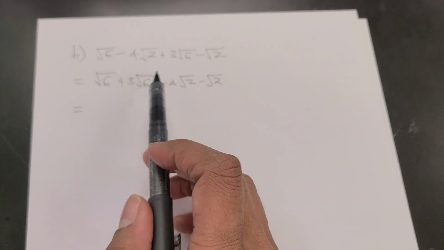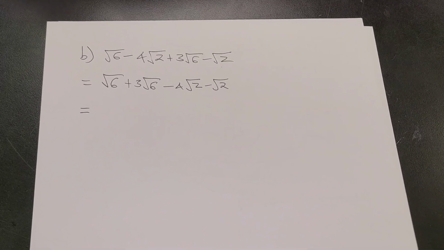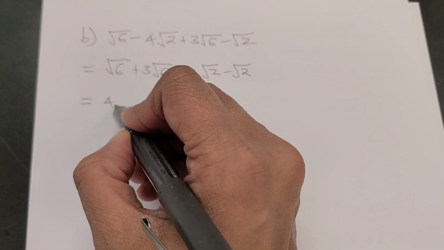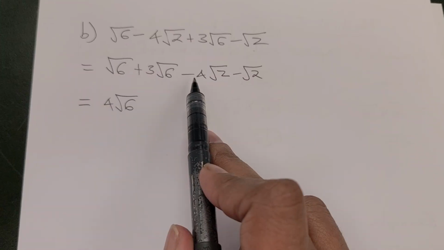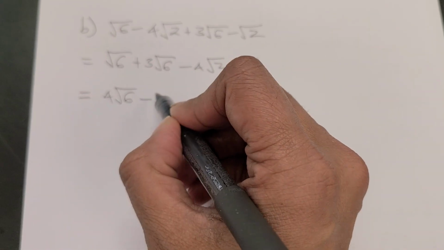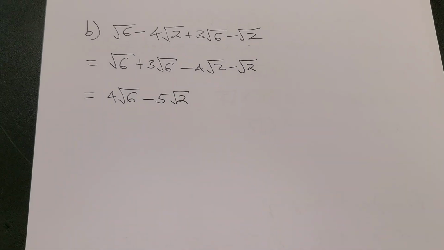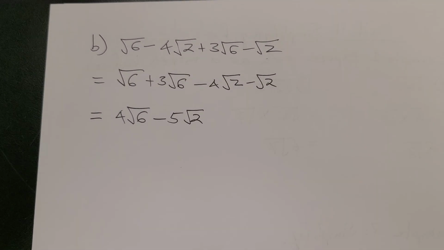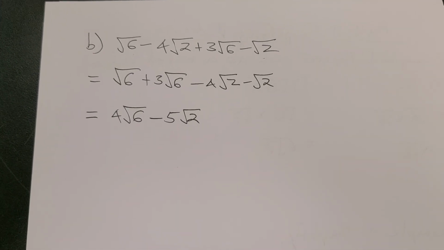And the coefficient here, okay, in front of the root 6 is basically 1. So we're doing 1 plus 3, so 4 root 6. Okay, and here, this is negative 4 minus 1, which is negative 5 root 2. And that's the final answer. So don't get confused, okay, with the signs. You have to take the sign that is in front of the coefficient, okay, to get your final answer.